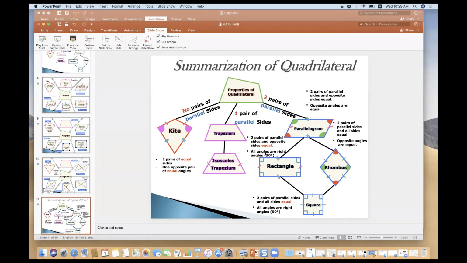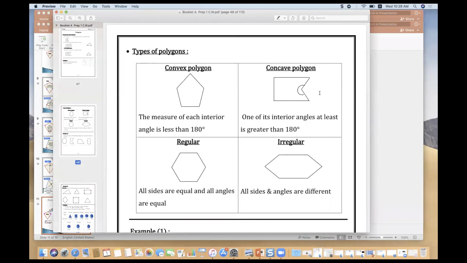Each two opposite angles in the parallelogram are equal. Each two adjacent angles are supplementary. Okay. Any question now, girls?